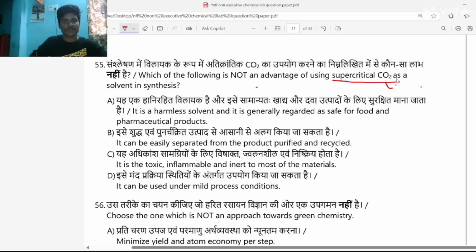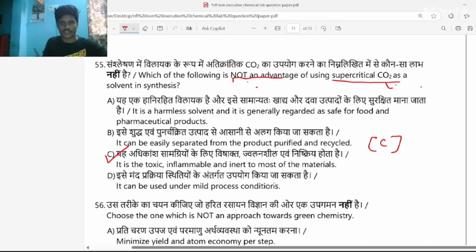Options: it is a harmless solvent and generally regarded as safe for food and pharmaceutical products. It is an advantage. It can be easily separated from the product, purified and recycled. Yes, it is an advantage, but the question is asking for what is not an advantage. It is toxic, inflammable and inert to most materials: that cannot be an advantage, it is a disadvantage. So the answer is option C. Option D, it can be used under mild process conditions. Yes, it is an advantage. So the answer would be option C.